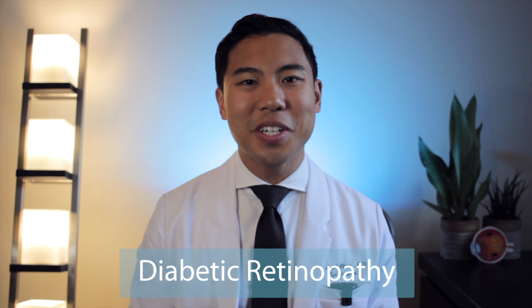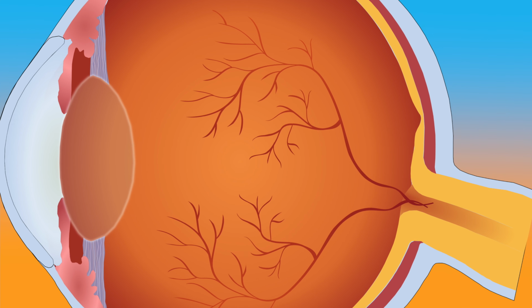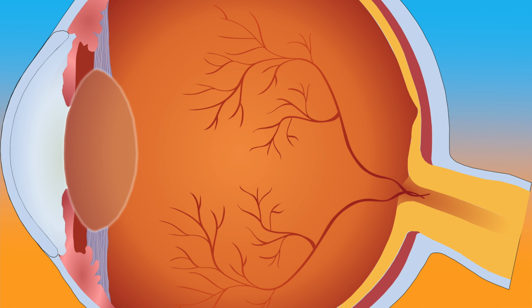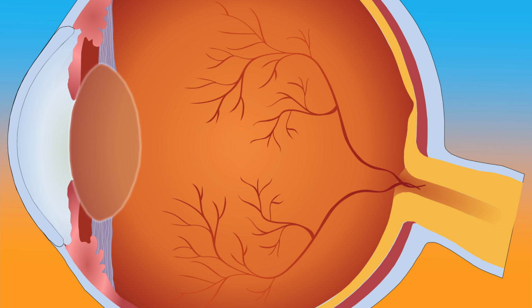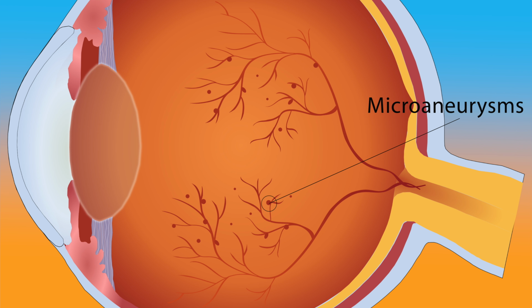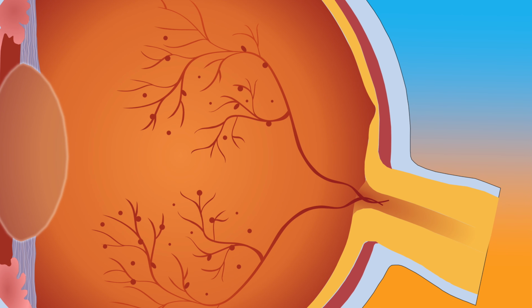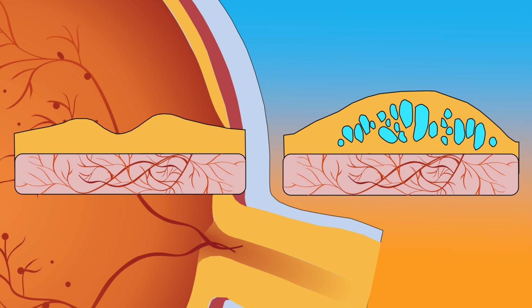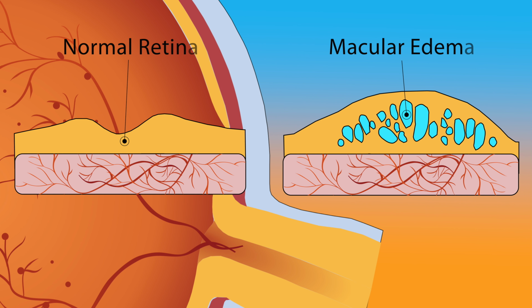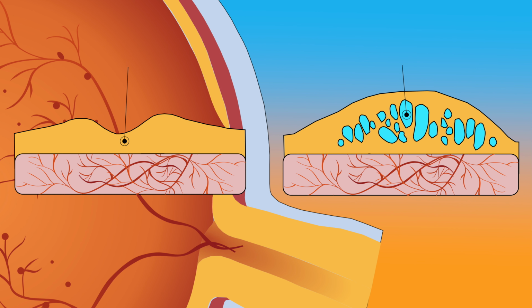Let's take a closer look at the eye to better understand what happens in diabetic retinopathy. In earlier stages of diabetic retinopathy, the walls of the retinal blood vessels can weaken, leading to tiny bulges in the vasculature called microaneurysms. These weakened blood vessels can leak fluid and blood into the retina. Sometimes the central part of the retina, or the macula, can also swell and accumulate fluid. This is called diabetic macular edema and causes blurring of central vision.